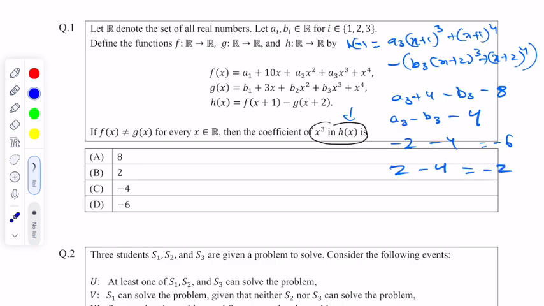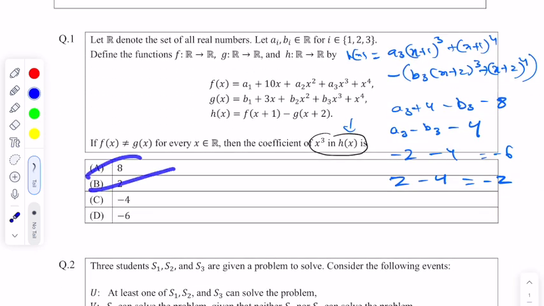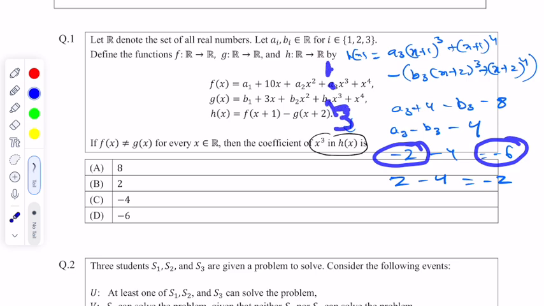Now it's a single correct question, so 8 and 2 are eliminated from the options. Now we have to check whether it will be minus 4 or minus 6. It will be minus 6 in this extreme case, when a3 has to be 1 and this one has to be 3. So it will be in this case.